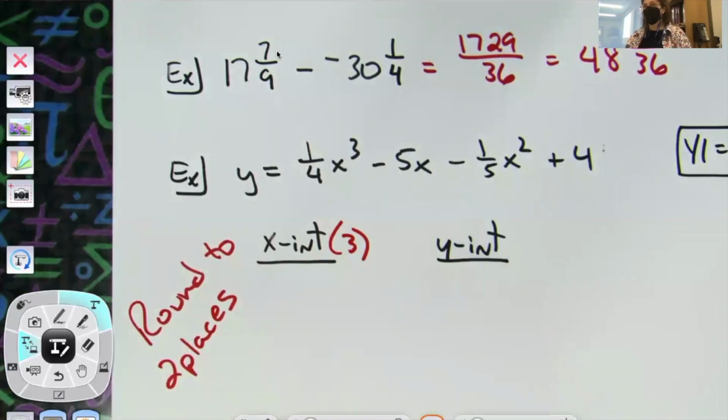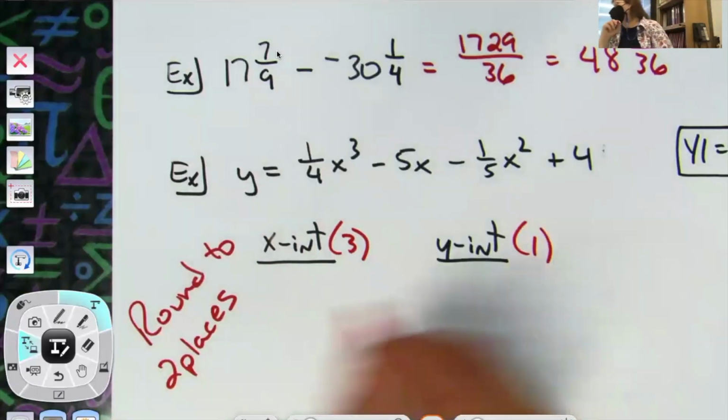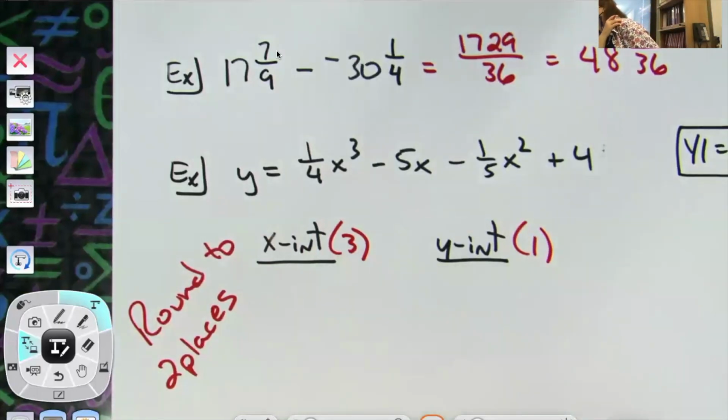Are you in yet? Oh, it's still, okay. So now look at it. How many y-intercepts do you see? One. You only see one y-intercept. Yeah, Addison?